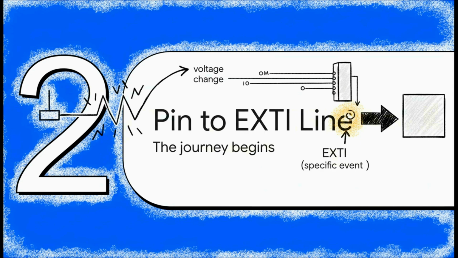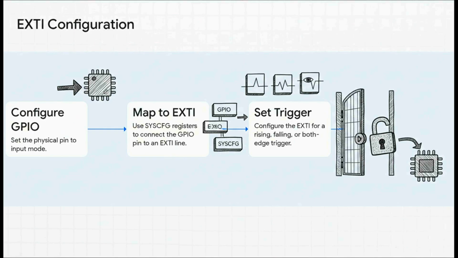It all starts at a physical pin when a voltage changes. How do we tell the microcontroller, hey, this specific change on this specific pin is important? Well, that is the job of the EXTI, the External Interrupt and Event Controller. Getting this to work means talking directly to the registers, and there's a specific recipe you have to follow. First, pretty obvious, you set up the GPIO pin as an input. Second, and this is a really crucial step, you have to use the System Configuration Controller, or SYSCFG, to connect that physical pin to a logical EXTI line.